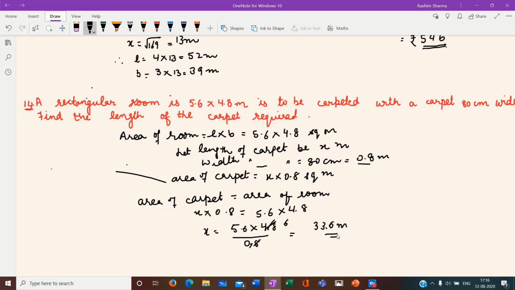Question number 12 and 13 are similar questions. You people can do these questions on your own. And question number 10 we will not do. Alright. So you will now complete this exercise till question number 14.